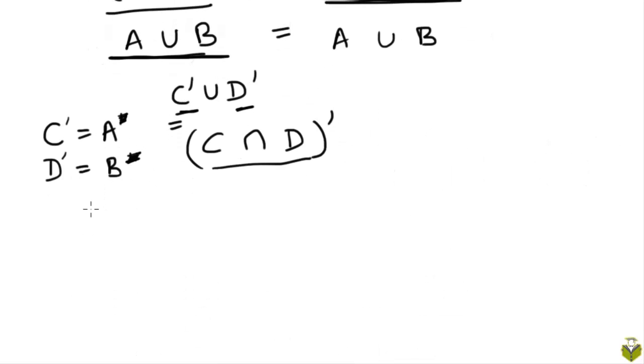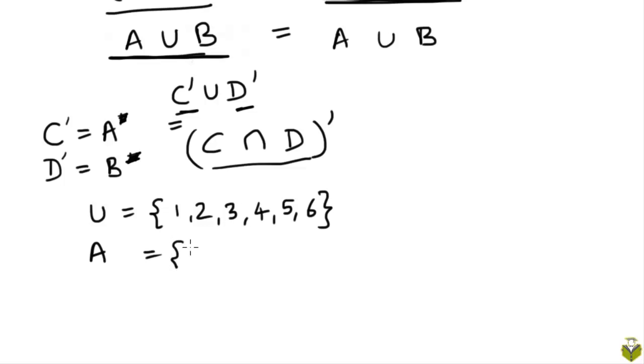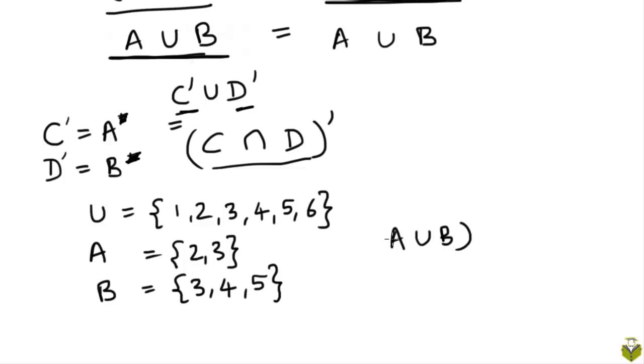And we can quickly verify this using a simple example. So let's consider a situation where U is the set 1, 2, 3, 4, 5, 6, A is the set 2, 3, and B is the set 3, 4, 5. So what would be A union B complement? A union B complement would be the elements that neither belong to A nor to B. A union B would be the set 2, 3, 4 and 5. So everything outside of 2, 3, 4 and 5 would be in the complement of A union B. So that's 1 and 6.